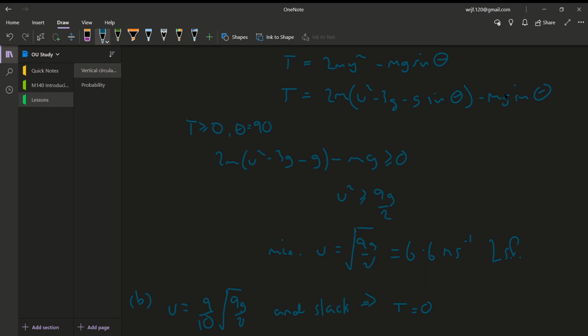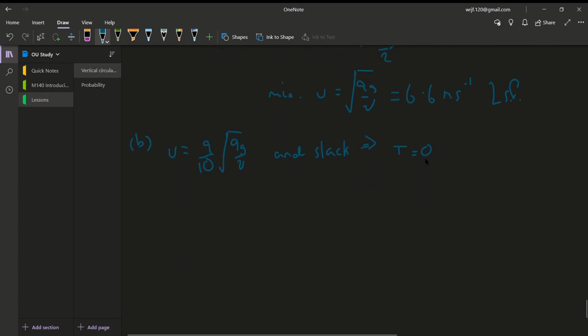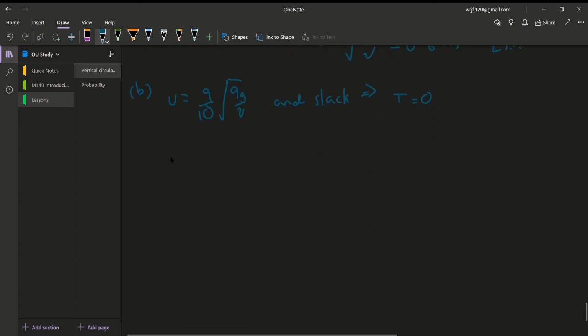So I can use that expression and set it equal to 0 because of the condition we've got. I'll write it down somewhere else so that I don't have to flip between the screens: 2m brackets u squared minus 3g minus g sine theta in a bracket there, and then minus mg sine theta. That was our right hand side expression for t, so that's what I'm using in place of the t here, so that must now be equal to 0. So that's nice.